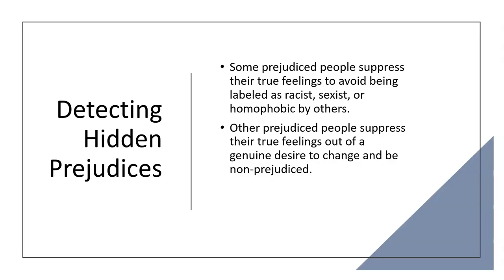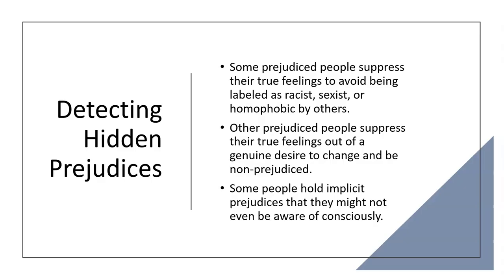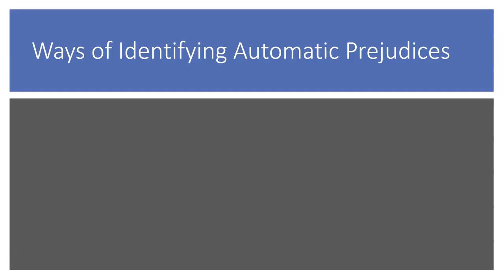So the stereotypes that were crammed into my head based on the way I was raised, the context that I was living in, the media I was exposed to, how do I suppress that or how do I change it? So regardless of the motive, whether you're trying to hide your feelings so you don't have social consequences, or you're actively trying to change the way your mind is working to process information about other people, you still have some hidden prejudices. So how do we get at these implicitly held prejudices that we're not necessarily consciously aware of?